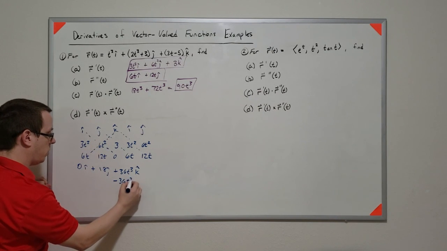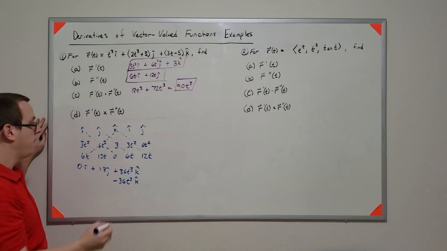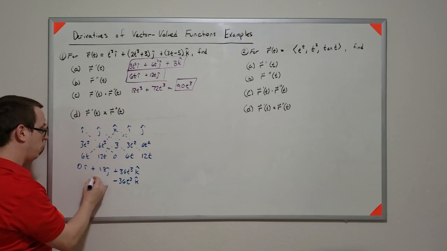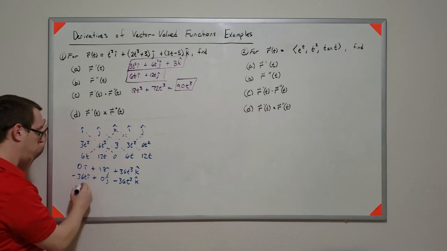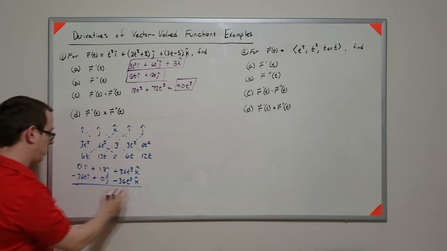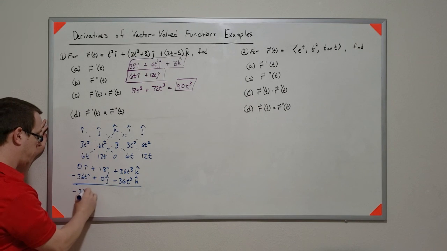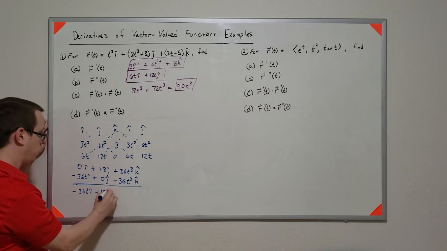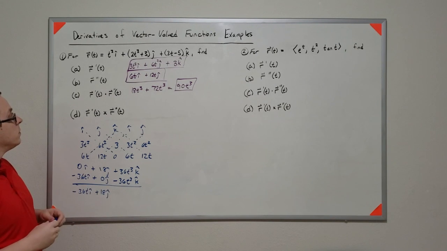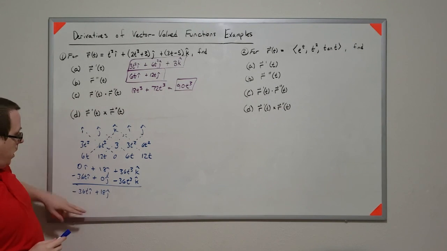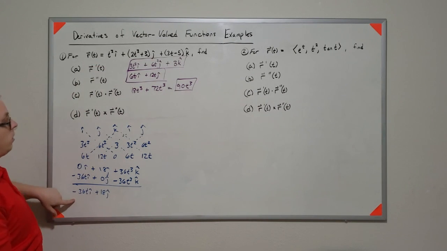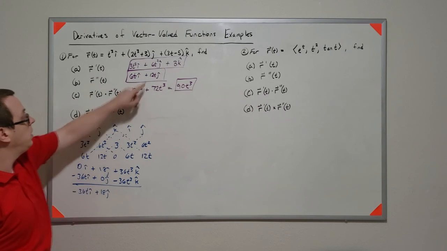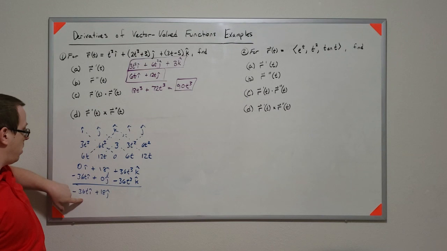minus 36t cubed k minus 36t i plus 0j. So we get negative 36t i plus 18j. And if we take the dot product of this with each of these, both of those dot products should be 0. That's negative 216t squared.